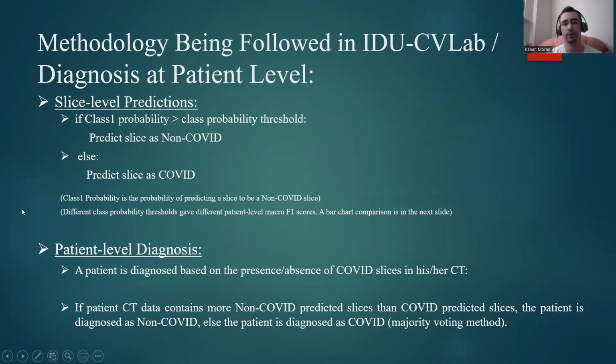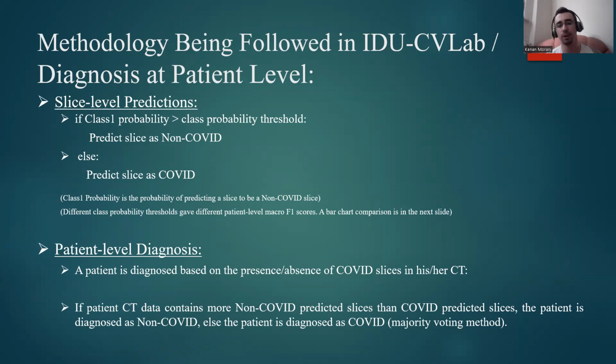As for the patient-level prediction, to predict whether the patient is COVID or not, the patient is diagnosed based on the presence or absence of COVID slices in their chest CT scans. So if the patient's CT data contains more predicted non-COVID slices than predicted COVID slices, then we will say that the patient doesn't have COVID. Otherwise, the patient will have COVID. So this is the majority voting method.